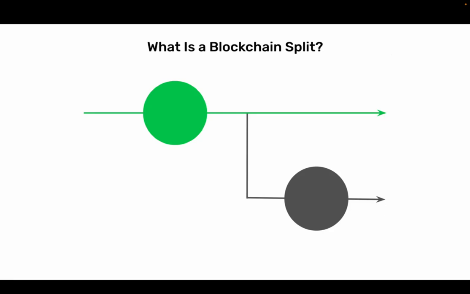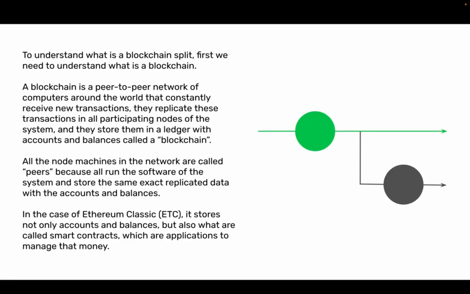What is a blockchain split? To understand what is a blockchain split, first we need to understand what is a blockchain. A blockchain is a peer-to-peer network of computers around the world that constantly receive new transactions. They replicate these transactions in all participating nodes of the system, and they store them in a ledger with accounts and balances called the blockchain.